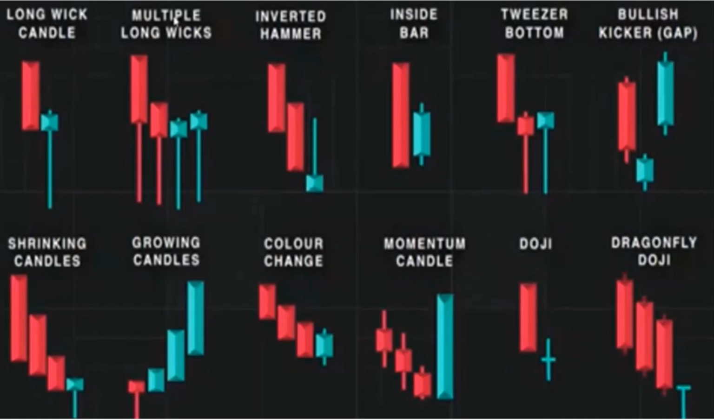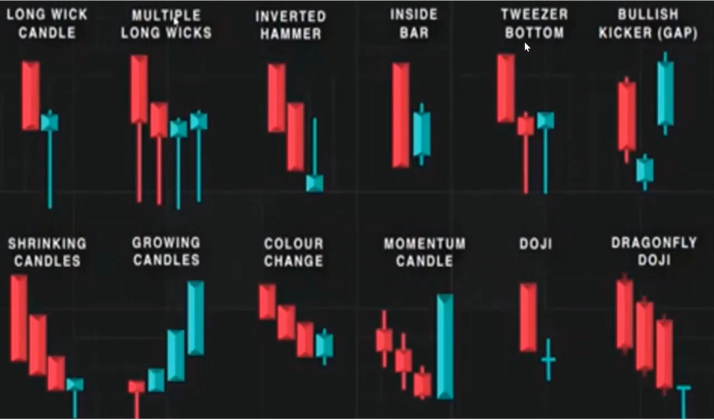So here we have types of candlesticks. First of all, we have the long wick candle, which you can see over here, facing down. Then we have the multiple long wick. This is it. We have the inverted hammer, which you can see over here, and also the inside bar, which is showing over here.